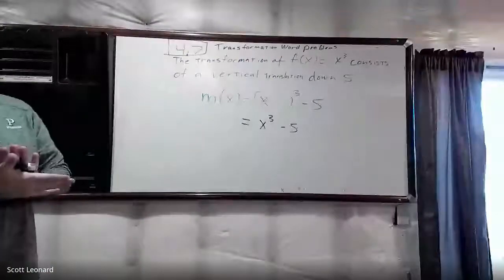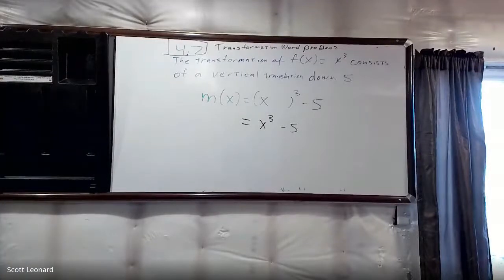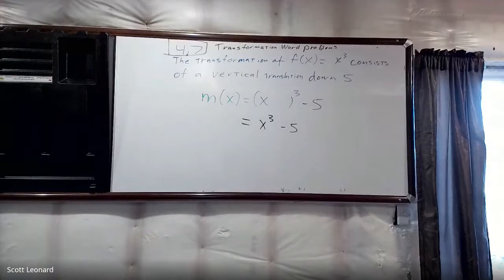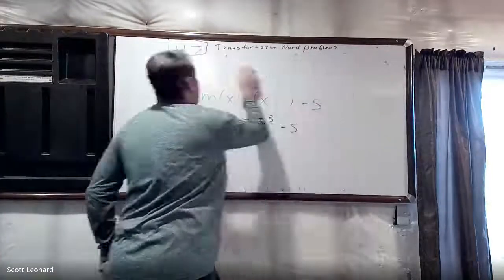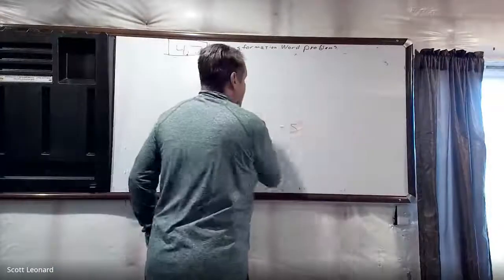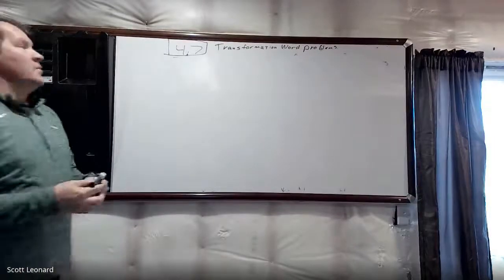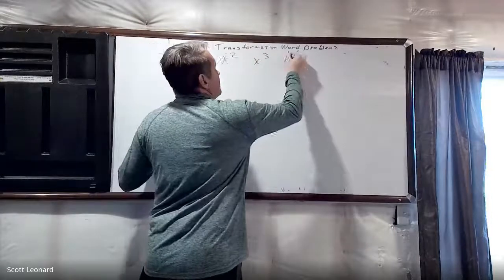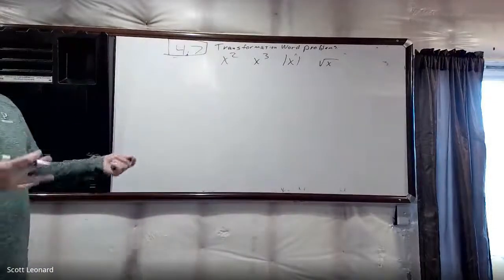You are halfway done with your lesson. You're halfway done. All right. The second half of the lesson, okay? You are going to be given graphs, and you have to write the function from seeing the graph. We have our 4 functions, x squared, x to the third, absolute value of x, and square root of x. You need to be familiar with what each shape looks like.